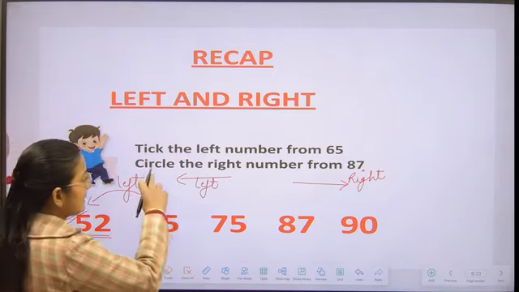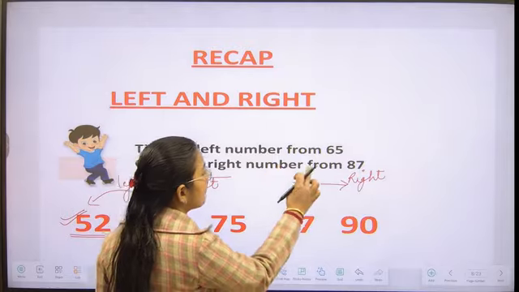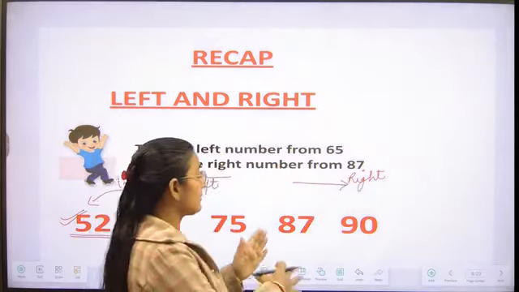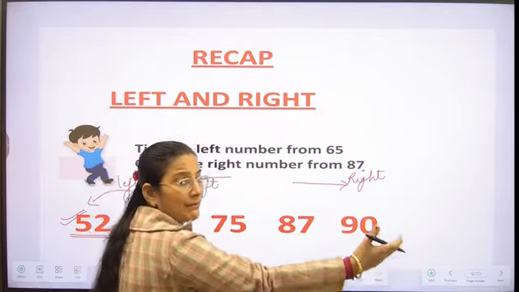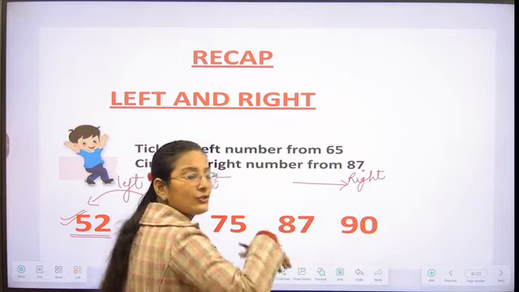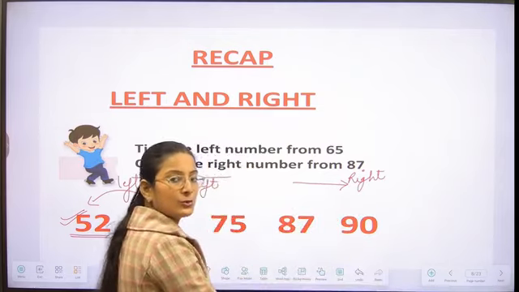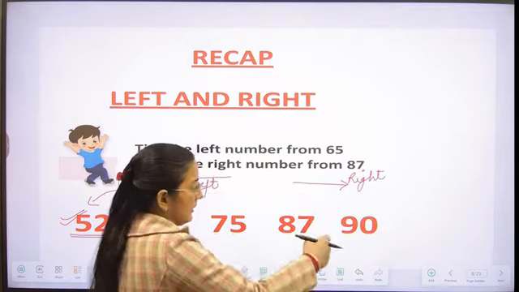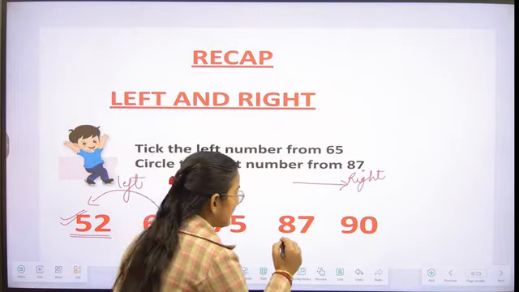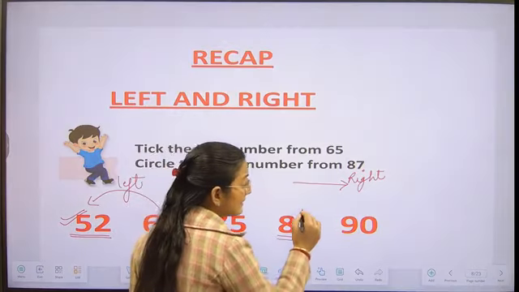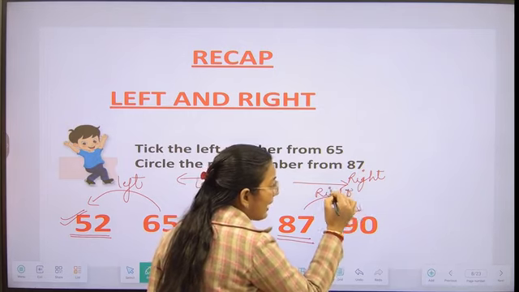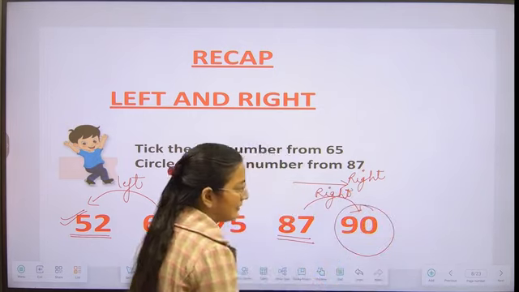Now the next question is circle the right number from 87. What we have to do? We have to circle the right number. मैम का राइट हैंड साइड कहाँ पर है? ये रहा. तो हमें क्या करना है? 87 नंबर के जो राइट हैंड साइड पे नंबर है उसको हमें सर्कल करना है. So what is the number right hand side from 87? 87 number is here and the right hand side number is this 90. So we have to circle this 90.